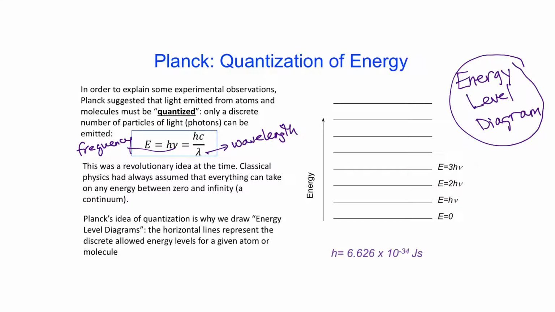In this case, these allowed energies are equally spaced. Sometimes they're not. Sometimes they'll get closer together, like you'll see for the hydrogen atom. Sometimes they get further apart as you go higher in energy. This is just one sample example. Planck's idea of quantization is really why we draw these energy level diagrams that you might have seen before.